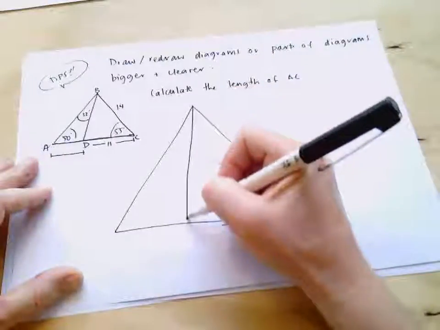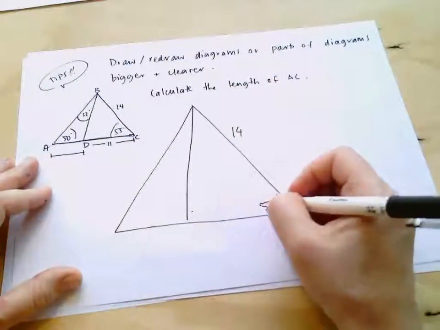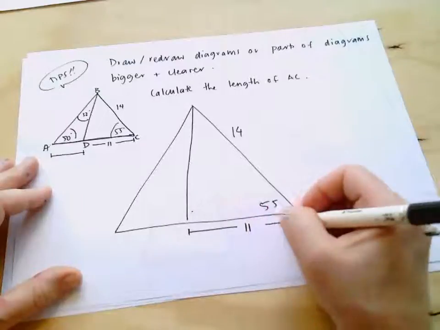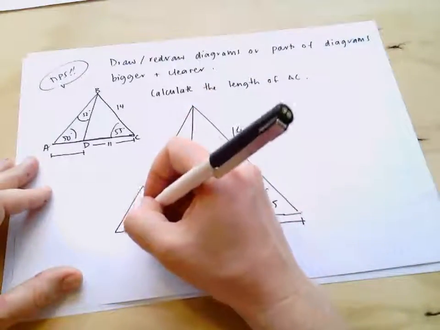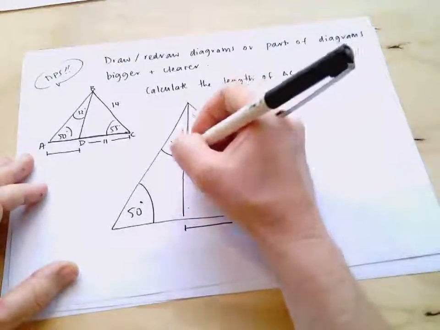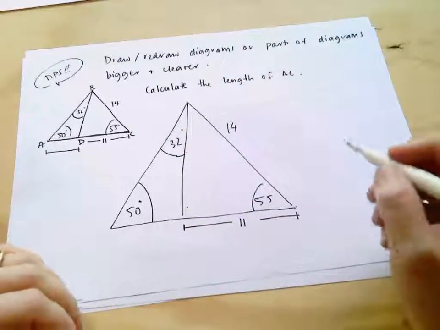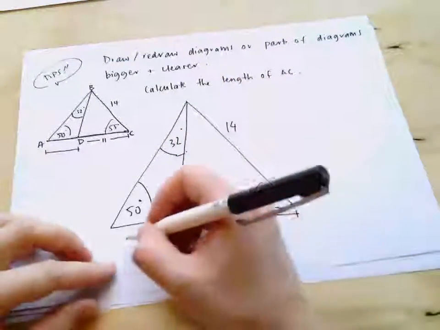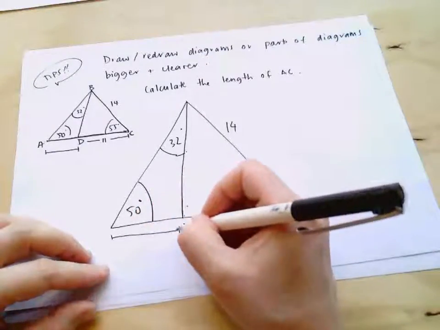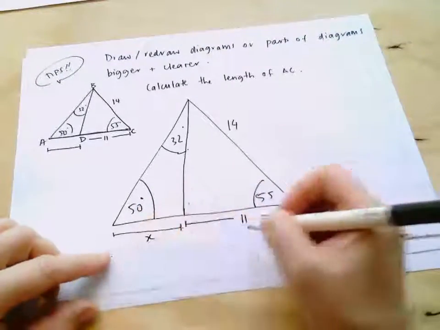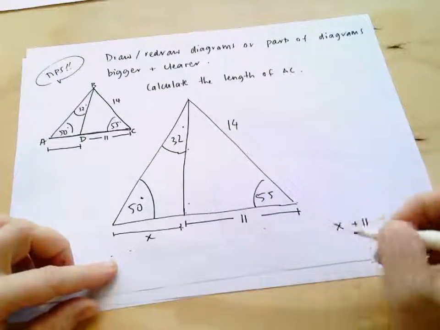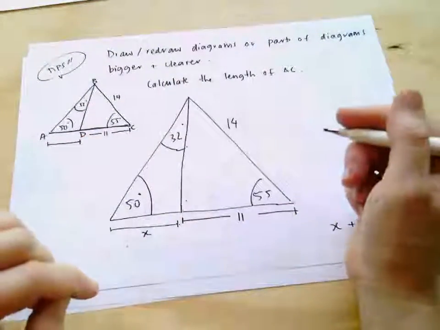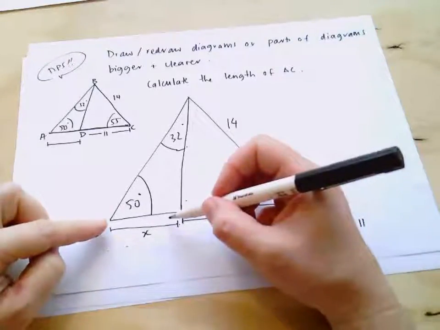Then I'd say, right, I've got 14, I've got 55, this is 11, this is 32, and this is 50. Okay, let me have a look. I'm going to need to work out a few things here. This is what I'm trying to work out, because once I've got that, then I can add them together, the x and the 11, to get the full length of AC, that full length along there. So I'd say, well, how am I going to work that out?